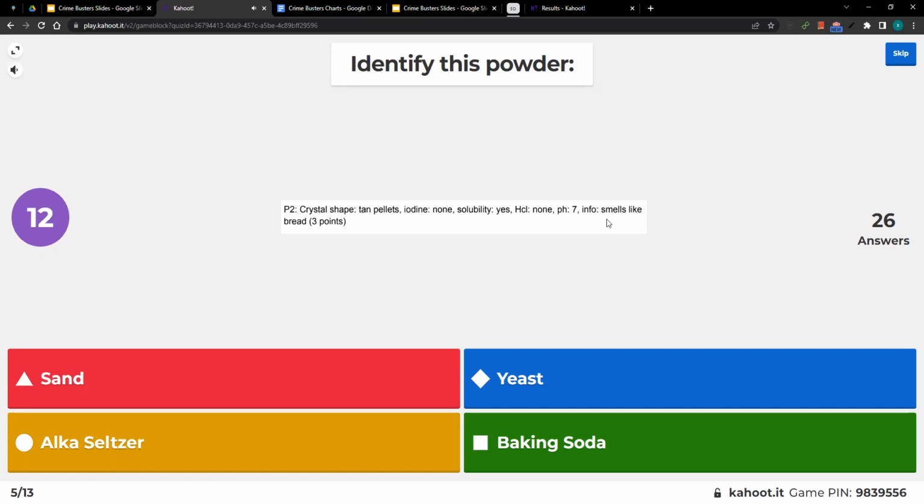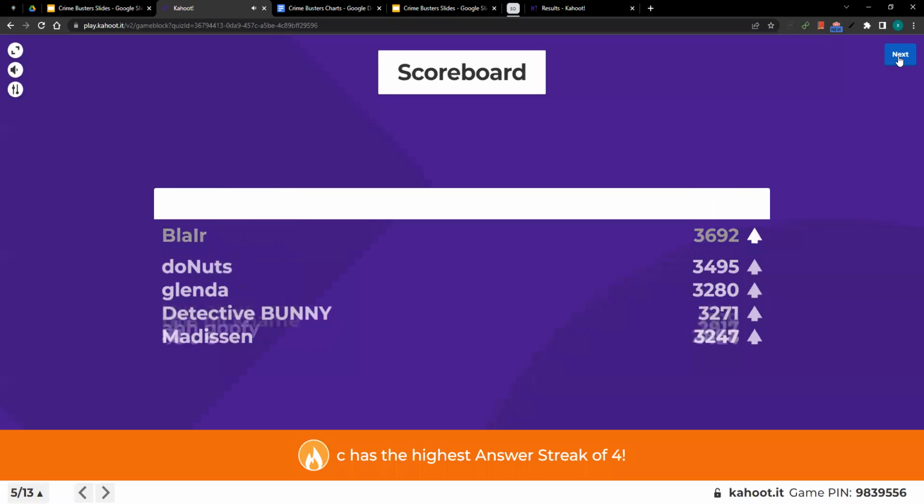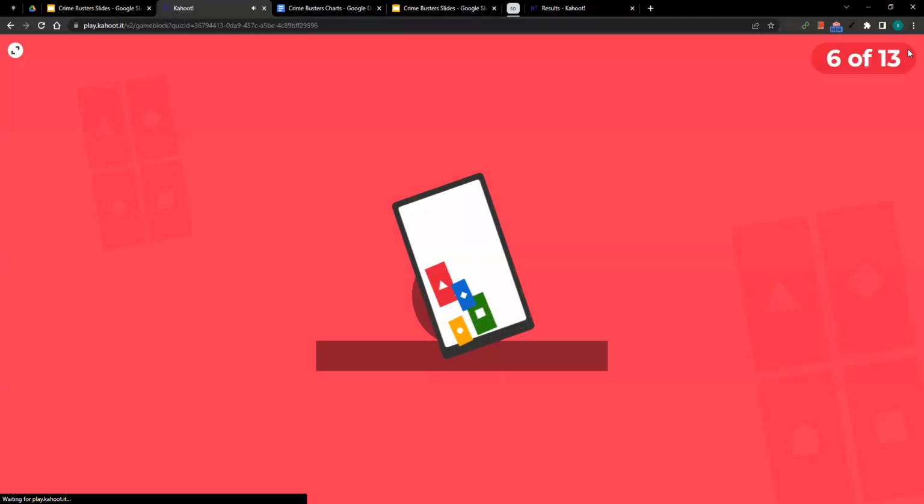So take note of the last part which says it smells like bread. Okay, great. So yeah, yeast is found in basically all types of bread, and that is why it says it smells like bread. Sand does not smell like bread at all. I don't think Alka-Seltzer smells like bread either. Anyways, good job, Blair.